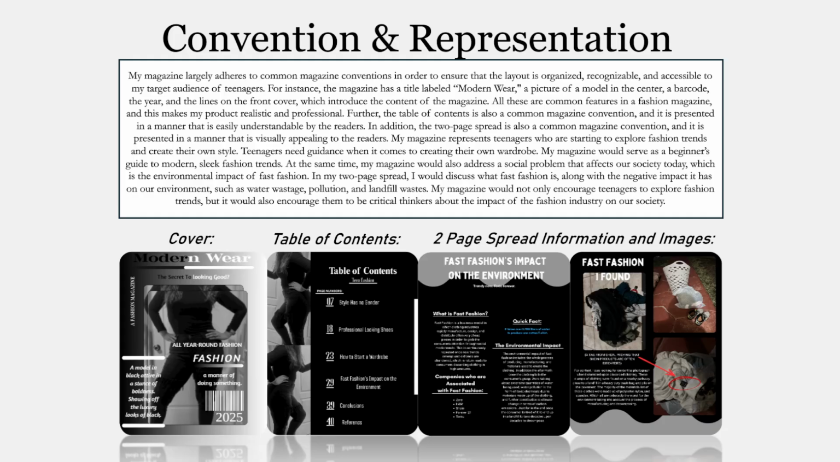Conventions and representation. My magazine largely adheres to common magazine conventions in order to ensure that the layout is organized, recognizable, and accessible to my target audience of teenagers. For instance, the magazine has a title labeled Modern Wear, a picture of the model in the center, a barcode, the year, and the lines on the front cover, which introduce the content of the magazine. All of these are common features in a fashion magazine, and this makes my product realistic and professional.